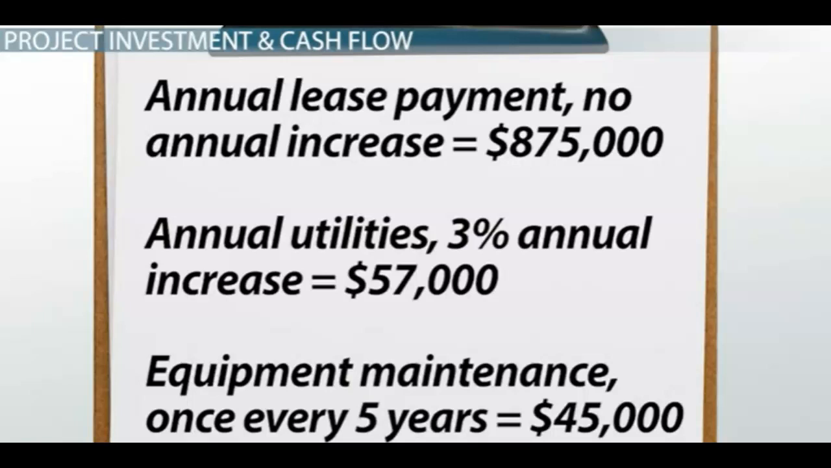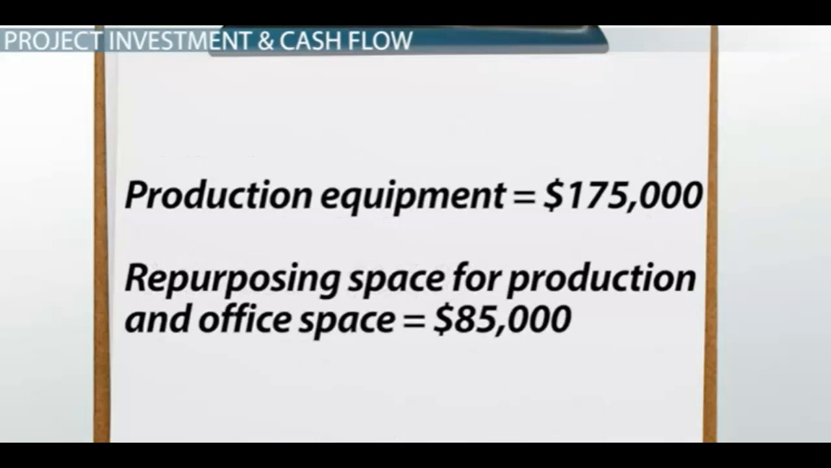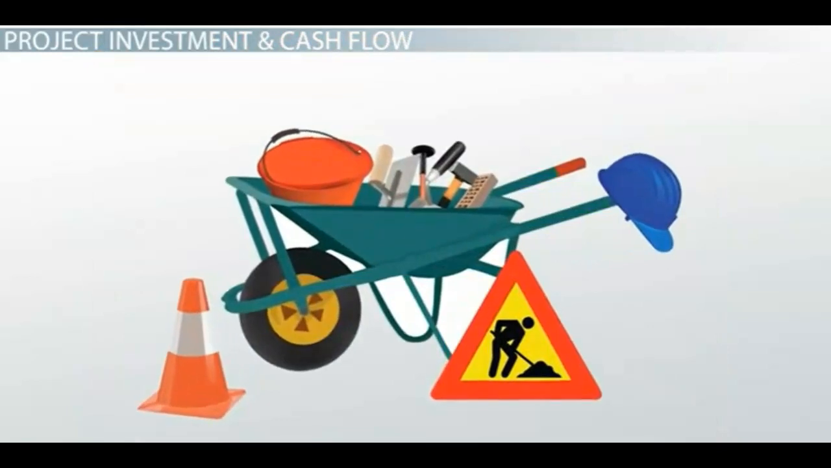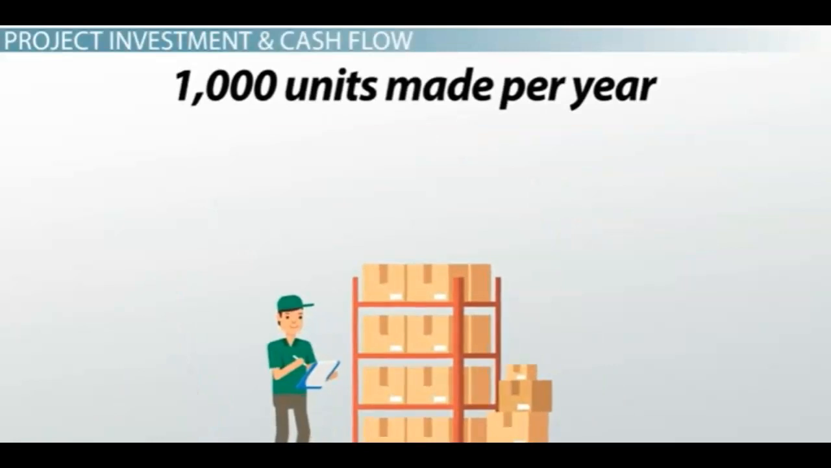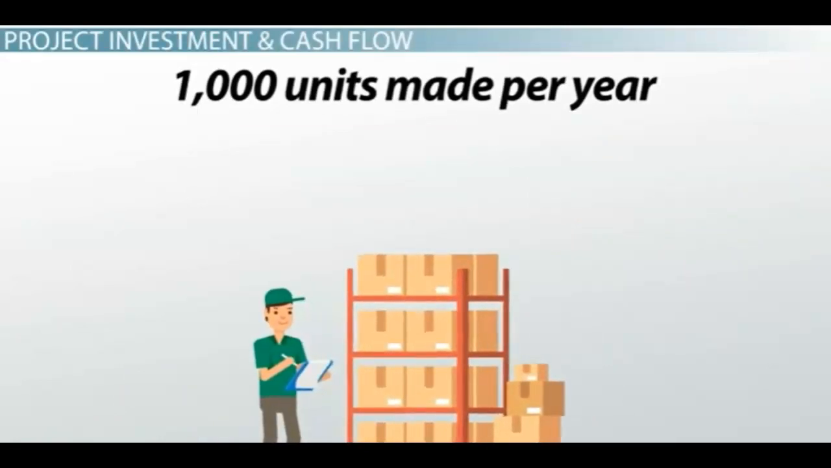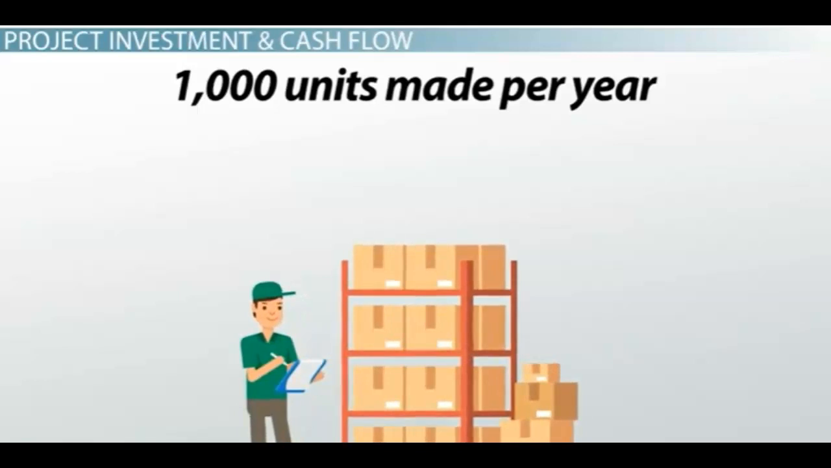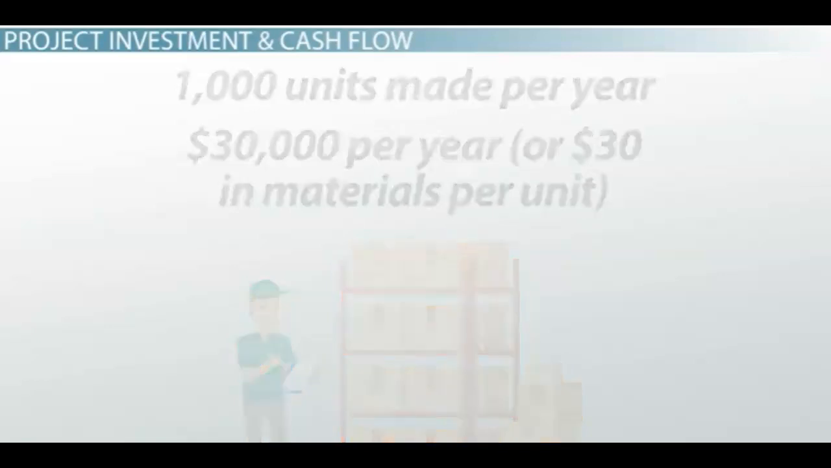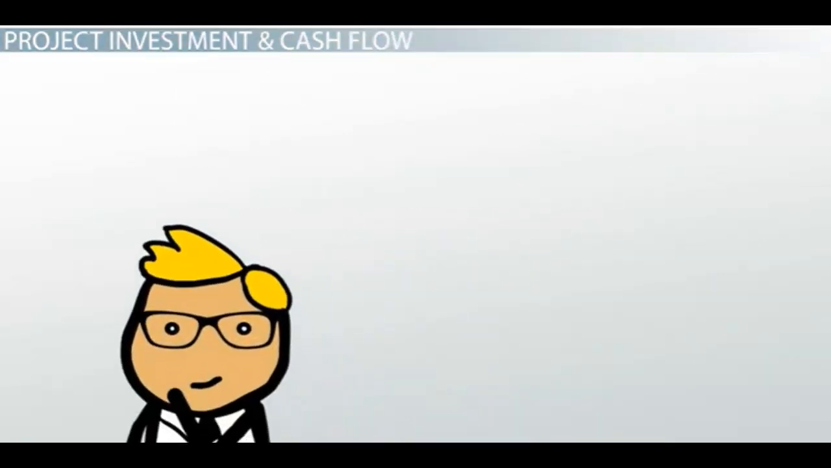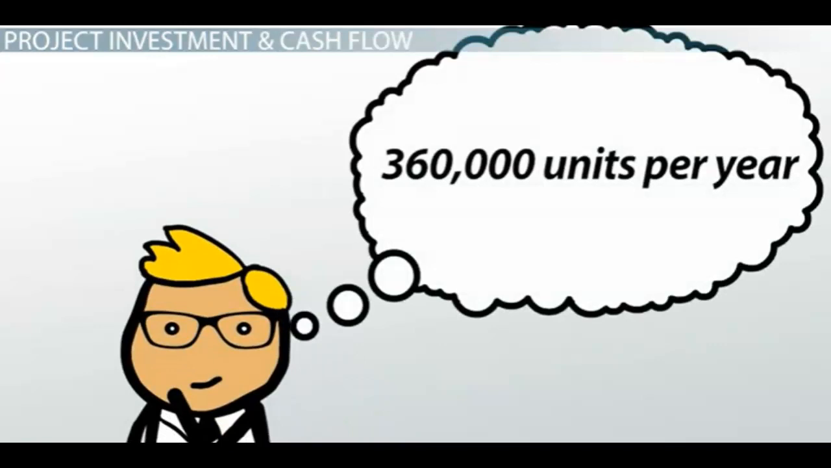Now, let's figure out our one-time fixed costs, those that we'll only have to pay when we move into the building. Production equipment equals $175,000. Repurposing space for production and office space equals $85,000. Finally, we can look at our variable costs, which primarily will be labor and materials. For each 1,000 units made per year, our labor increases by one person, or about $45,000 per year, and our materials increase by $30,000 per year, or $30 in materials per unit. For this analysis, management expects a demand of 360,000 units per year.